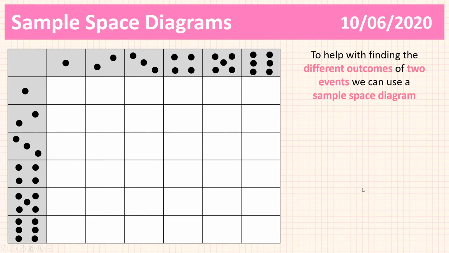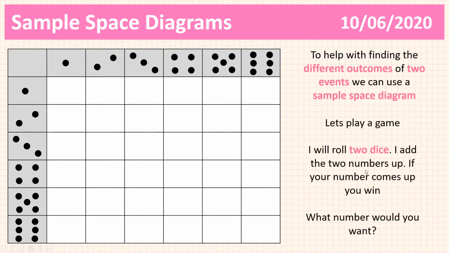So here's what we're going to do now. Here's your task. So we're going to play a game. I'm going to roll these 2 dice and I'm going to add the 2 numbers up. You're going to be asked to pick a number, and if your number comes up, you will win. Which number would you want and why? Pause the video, have a think. Which number would you want to win this game and why would you pick that number?